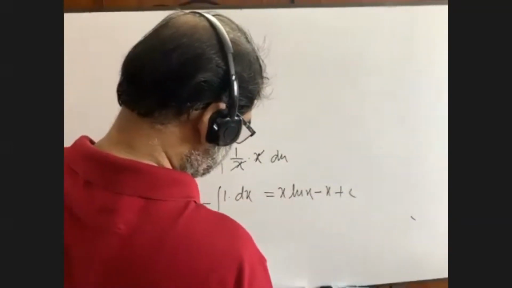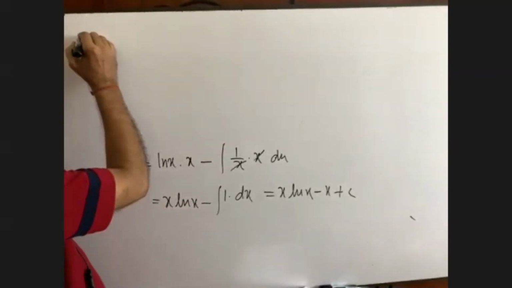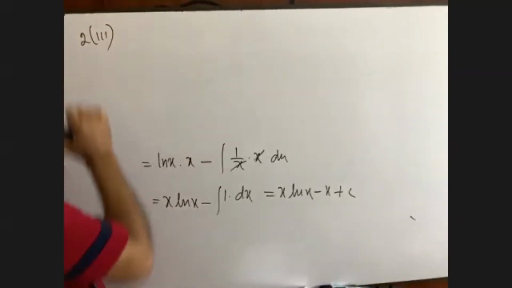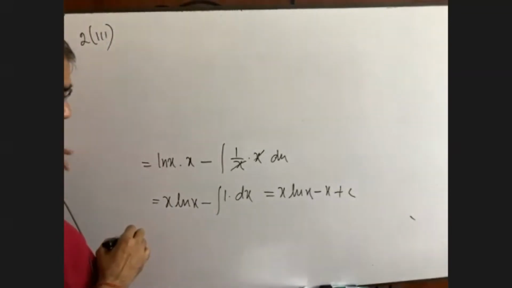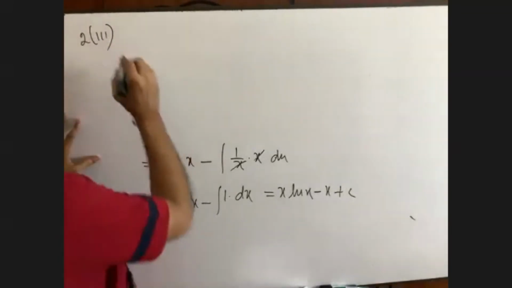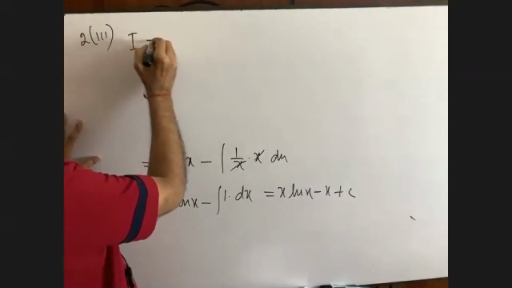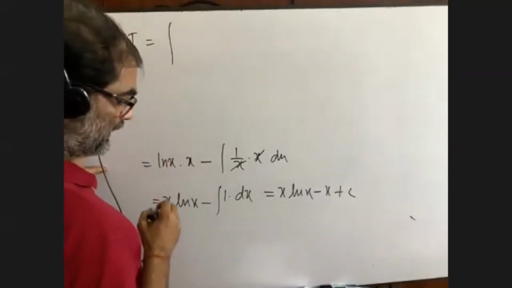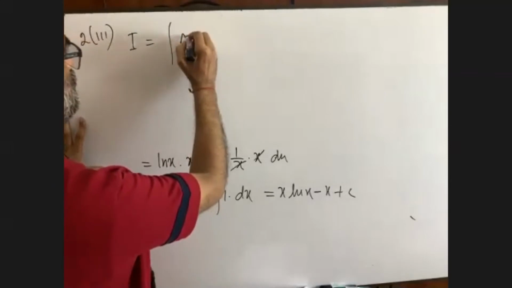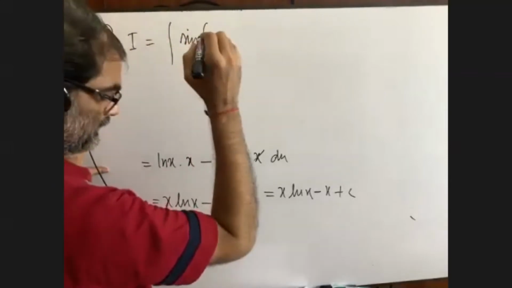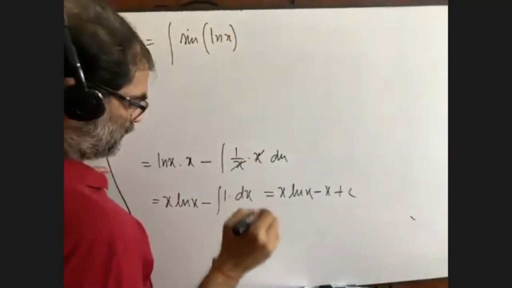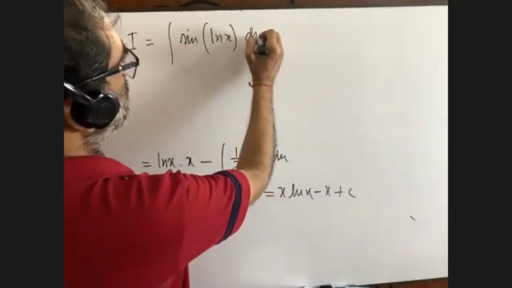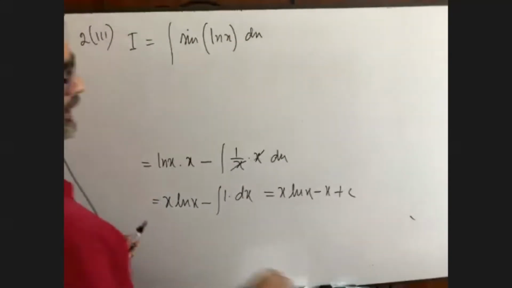Then we are getting question number 3. Sin ln x dx. We write down I is equal to the integral of sin ln x dx. Okay, this is the math.